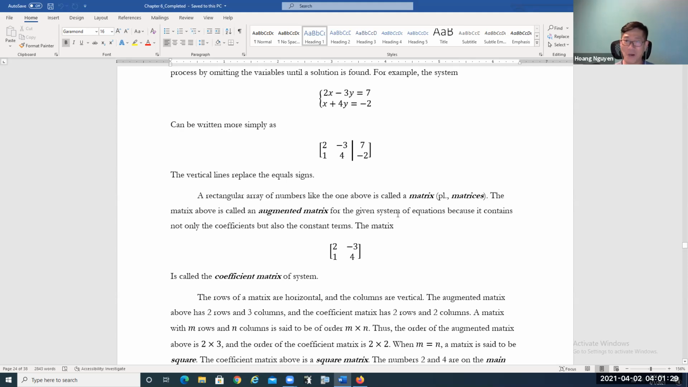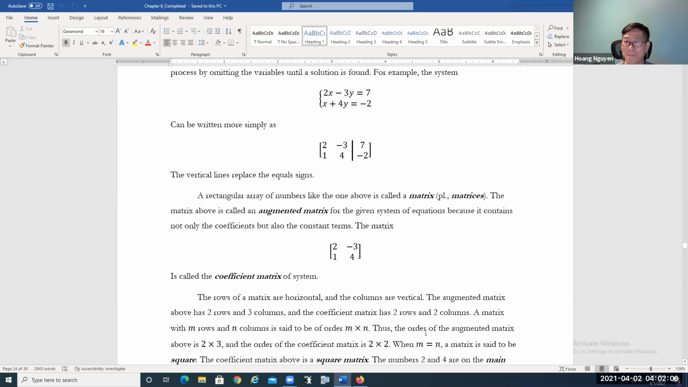Let's keep going, right? The rows of a matrix are horizontal. So for example, we have this matrix with 2 rows, and the columns are vertical. For this matrix, we have 3 columns, and for this matrix, we have 2 columns. The augmented matrix above has 2 rows and 3 columns, and the coefficient matrix has 2 rows and 2 columns. A matrix with m rows and n columns is said to be of order m by n.